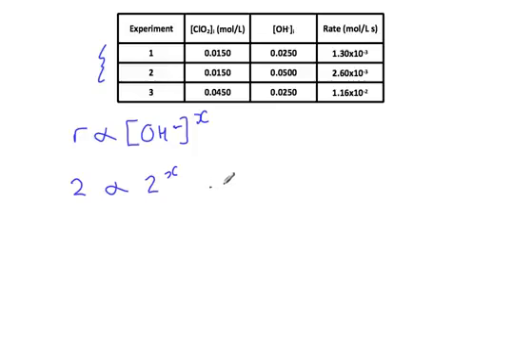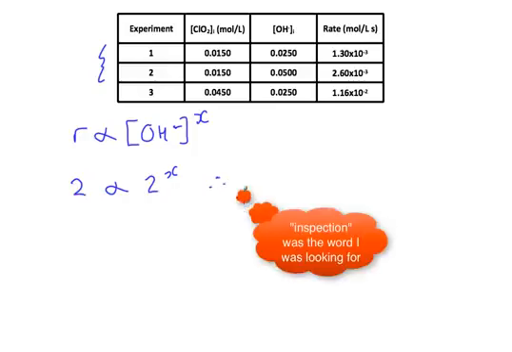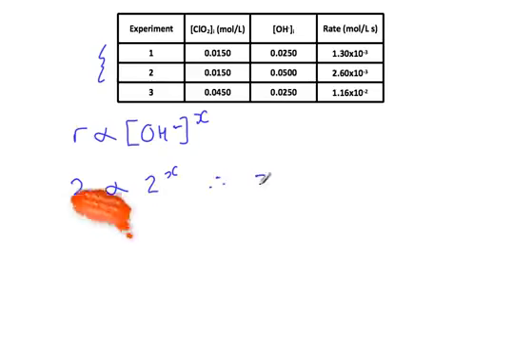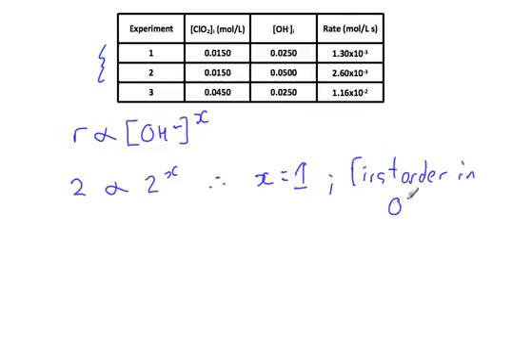Just by looking at it, you can tell that x equals 1. And so this reaction is first order in hydroxide ion concentration. Okay, so that's experiments 1 and 2.